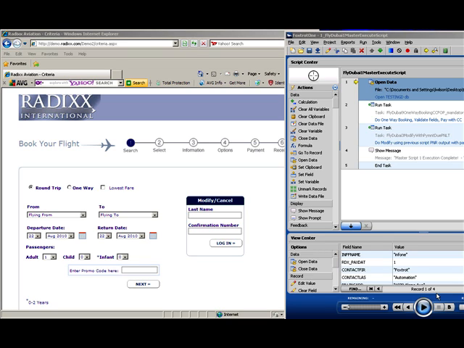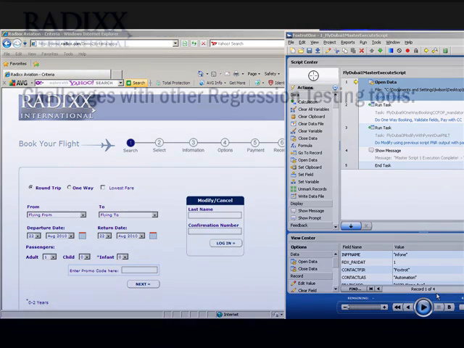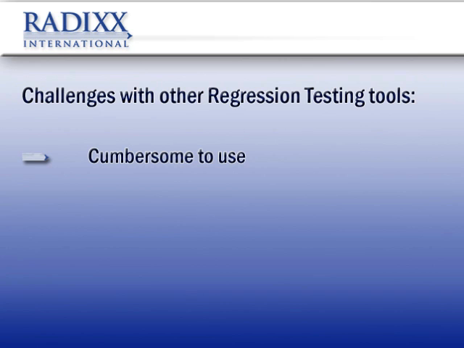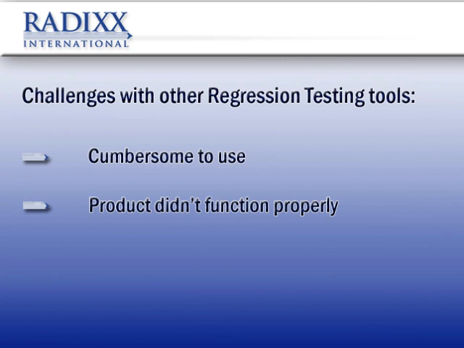When we were looking for a regression solution, there were several different problems that we were trying to solve. Regression testing was taking way too long manually, and we needed a quicker solution to get things out quicker and produce higher quality releases. We tried other well-known solutions. However, some of the tools were very cumbersome or just didn't work at times. And then the last thing was that a lot of the tools were very expensive.